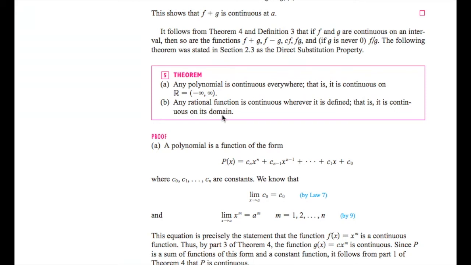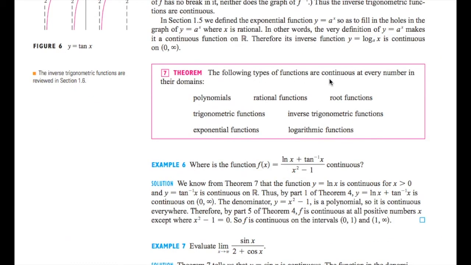All right, that just means that any polynomial function you've worked with in the past, any rational functions you've seen in the past, there are no holes, there are no infinite discontinuities, there's no removable discontinuities on its domain for the rational, and everywhere for the polynomial function. The following types of functions are continuous in every number of their domains. Okay, so here's a list of all the ones that in their domain there are no breaks.